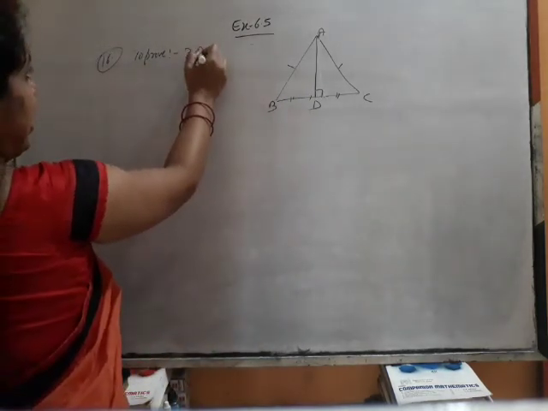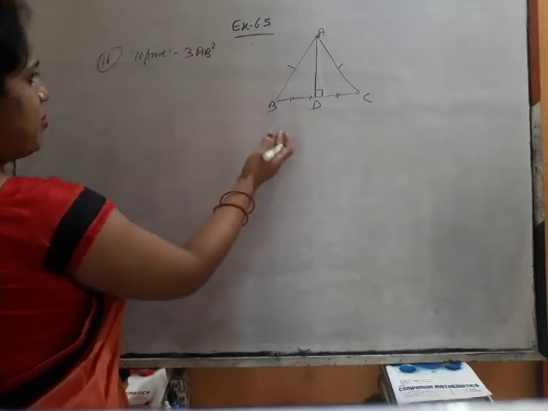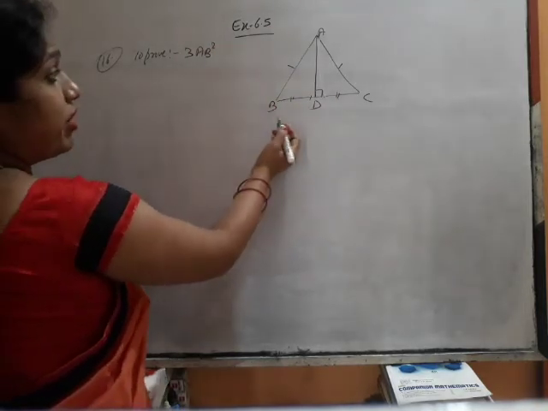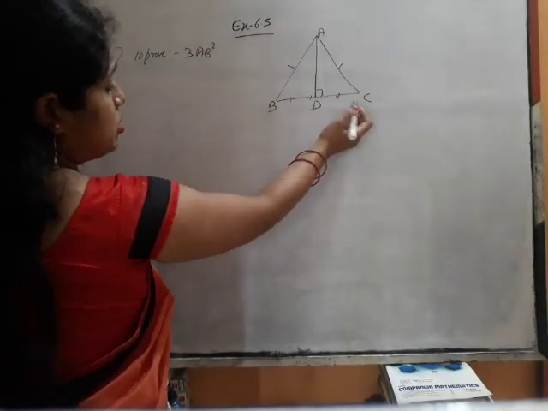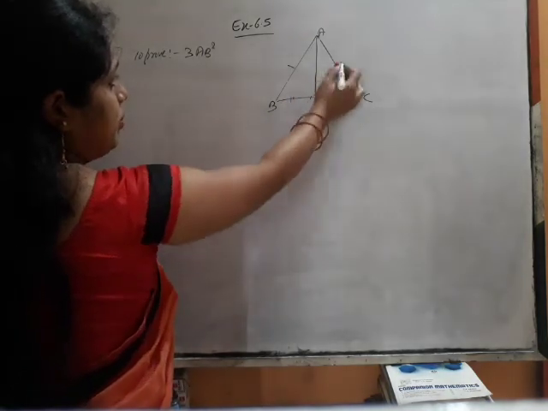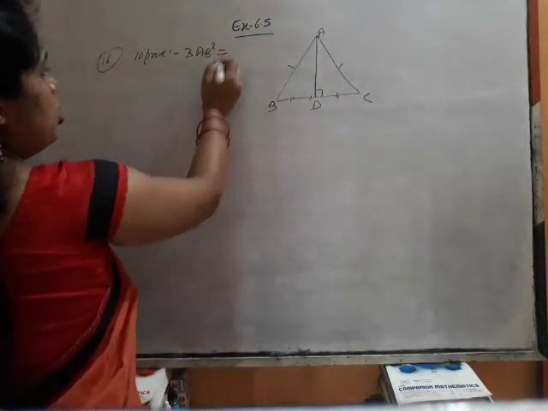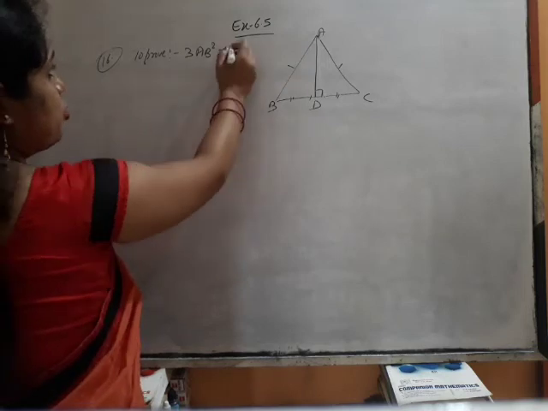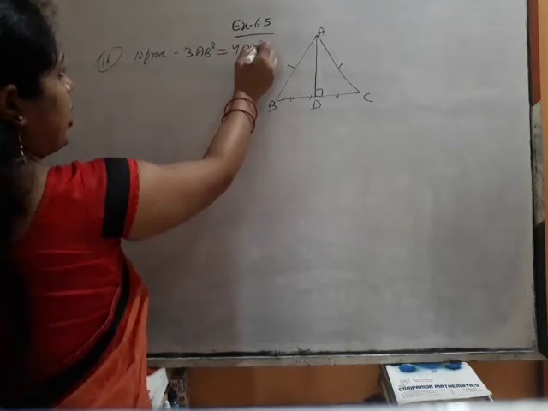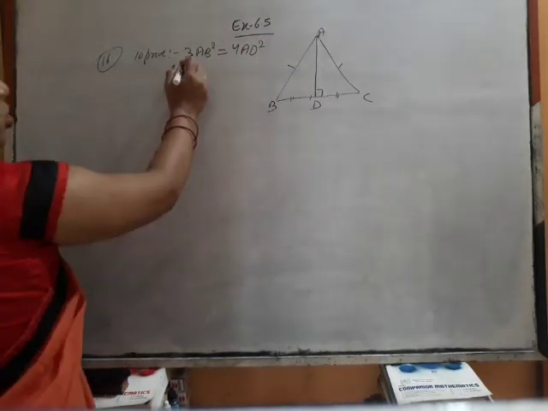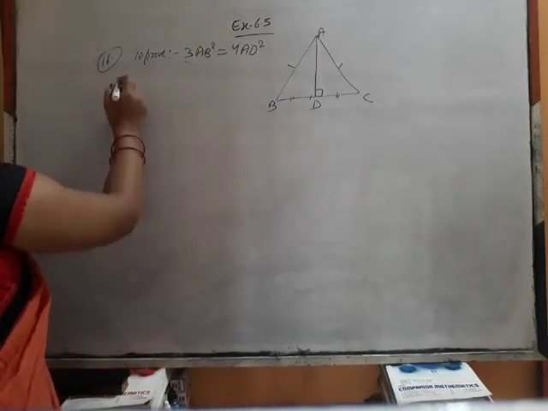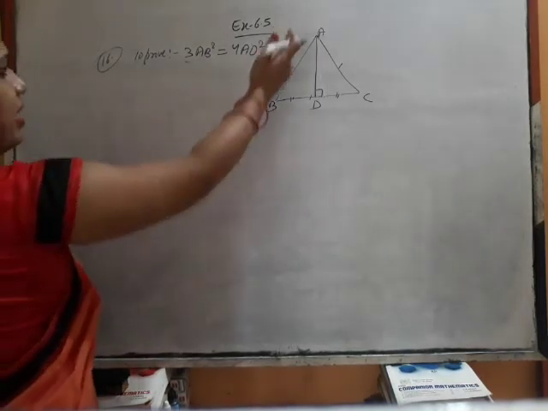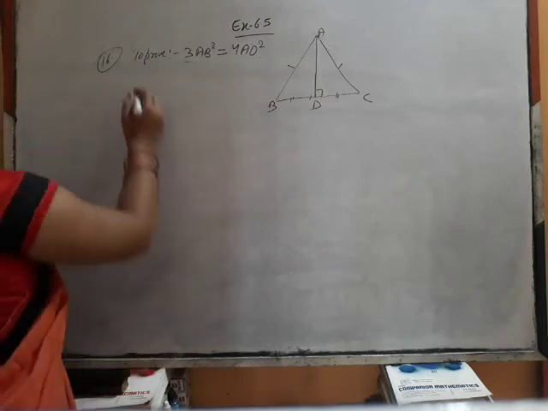So can we take it as AB square? Let us take AB, we can take BD, we can take AC. If we are taking BC, the altitude will be here, AD or whatever. So 3 AB square is equal to 4 times the square of its altitude. So suppose this we have to show. So this is to prove, what is given: AB, BC and AC.